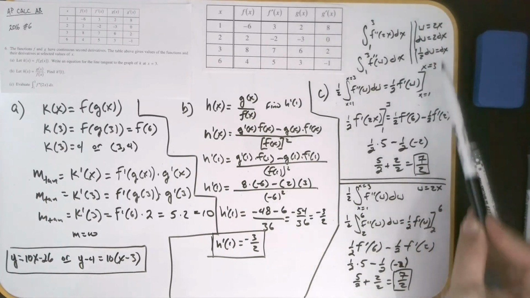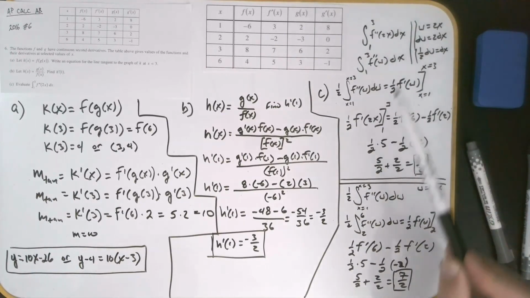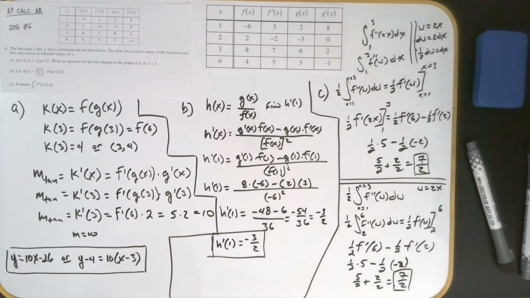And it was a pretty simple u sub. Did you catch the coefficient? And then can you read a table? So that was 2016 number 6.